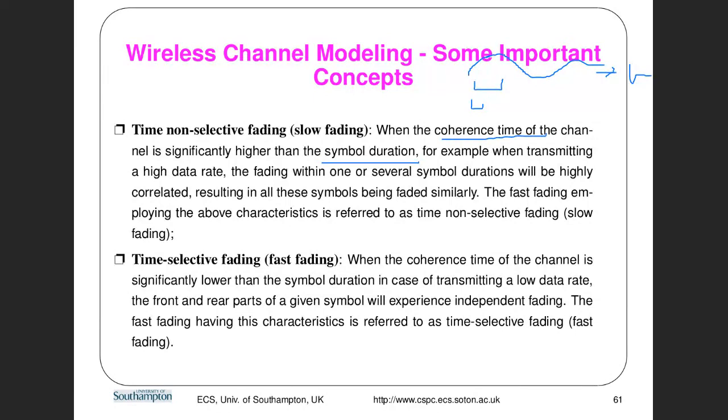If the symbol period is much smaller than the coherent time, then over this symbol duration the fading is considered near constant. This is a benign scenario. It's called time non-selective fading. And when the symbol duration is much longer, so that during this symbol duration the fading would have some dramatic change, the effect is called time selectivity. So the fading is called time selective fading.